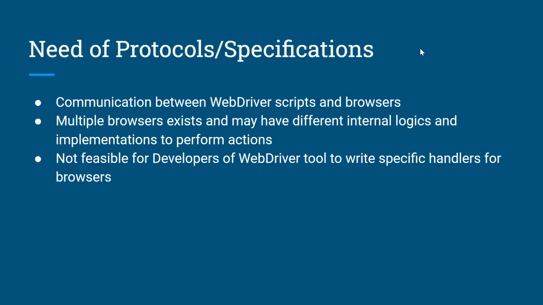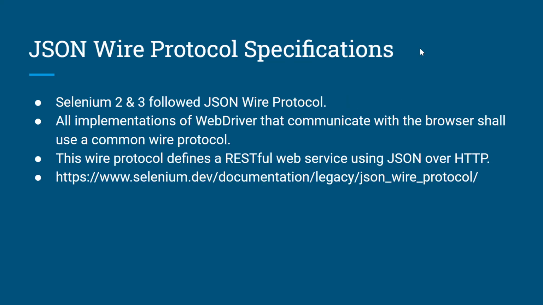Now we understand why we need a protocol or specifications. The basic reason is that these things are needed to communicate between WebDriver scripts and browsers. And since we have multiple language bindings available for WebDriver, and also multiple browser vendors, we need a specification, a protocol, so that they can talk to each other effectively. It is not possible for WebDriver developers to write specific handlers for every browser, because every browser may work internally differently. So WebDriver developers developed one protocol called JSON wire protocol specification, and it was majorly followed in Selenium 2 and 3. So what was the content of JSON wire protocol specification?